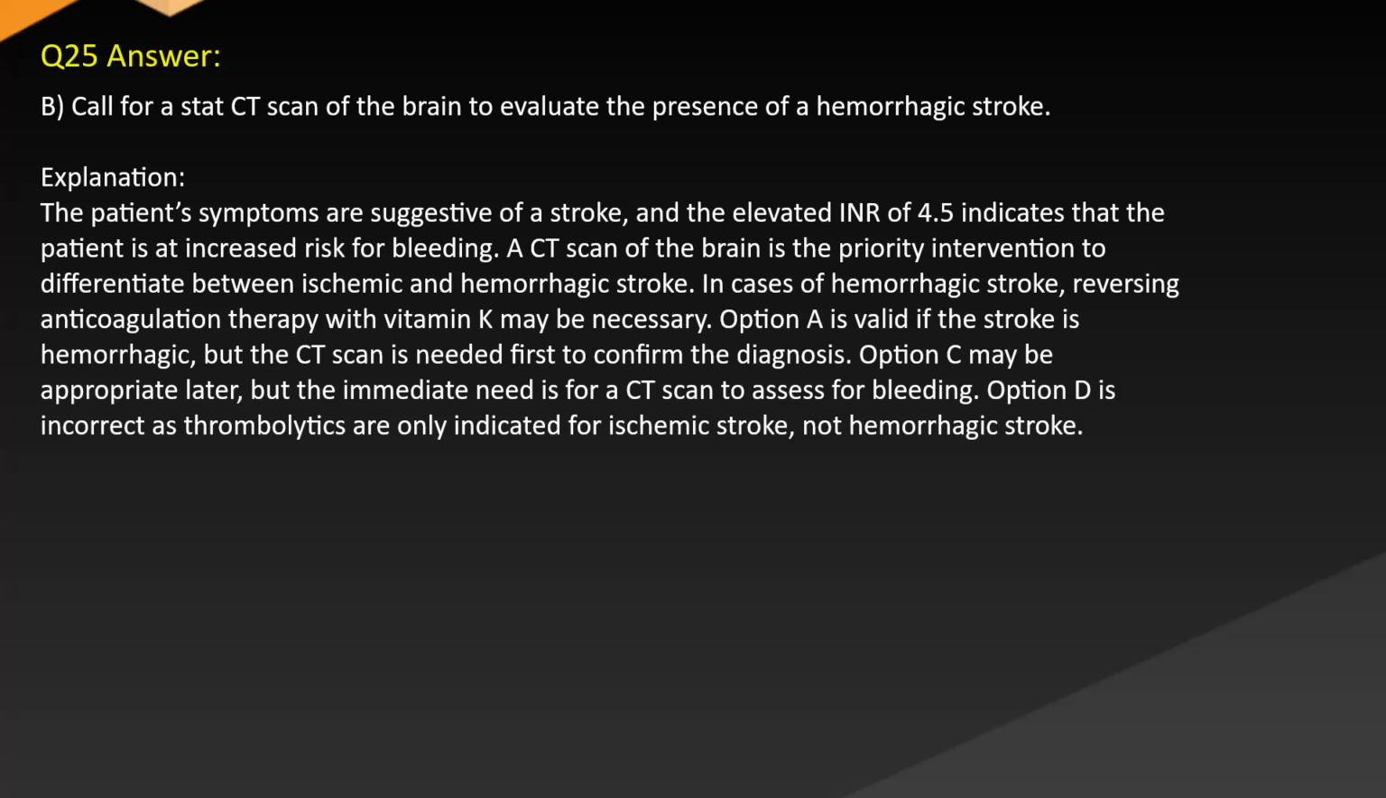Option A is valid if the stroke is hemorrhagic, but the CT scan is needed first to confirm the diagnosis. Option C may be appropriate later, but the immediate need is for CT scan to assess for bleeding. Option D is incorrect, as thrombolytics are only indicated for ischemic stroke, not hemorrhagic stroke.